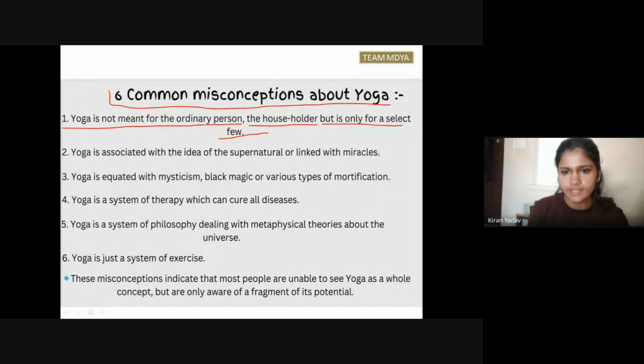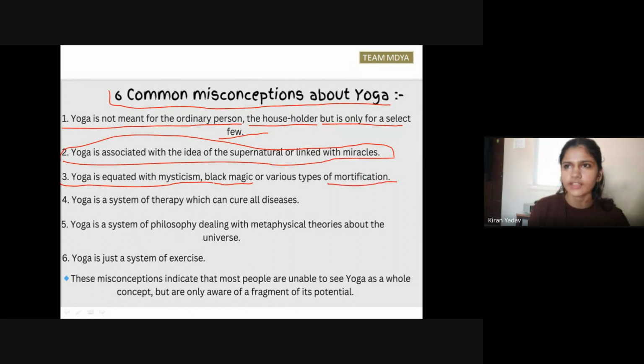Second misconception is yoga is associated with the idea of the supernatural or linked with miracles. This is totally wrong. And third one, yoga is equated with mysticism, black magic, or various types of mortification. Mortification is like self-control, extreme self-control, and these types of activities. So yoga is not this.